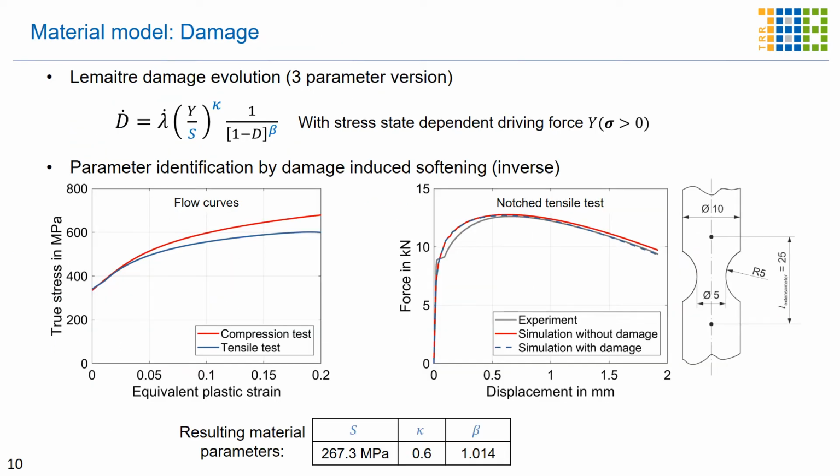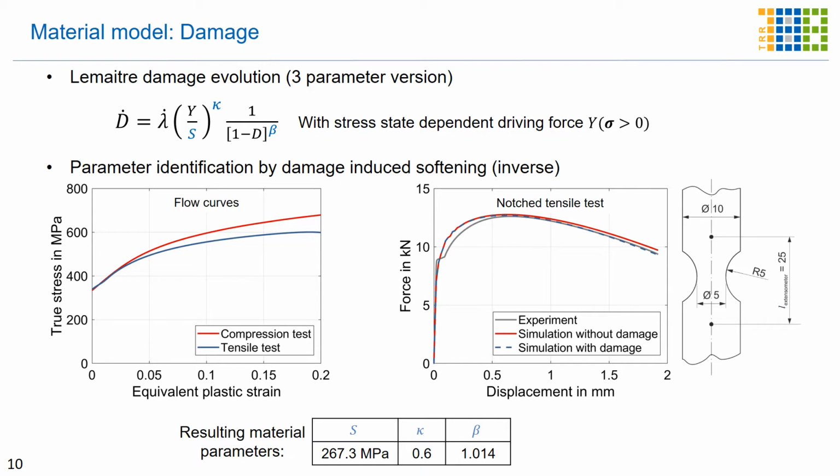In order to model the evolution of ductile damage, we are using a Lemaitre type evolution equation with the plastic multiplier lambda and the stress state dependent driving force y. In our case, we have chosen the driving force in a way that only positive stress states lead to an evolution of damage, meaning that compressive stress states do not.